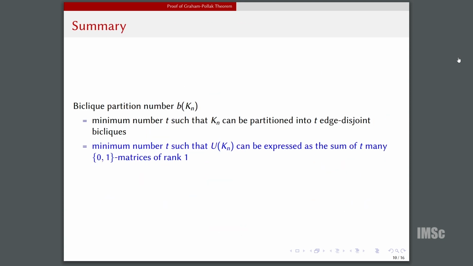So why this proof was interesting was because we could see the bicyclic partition number through a different definition, that you could also convince yourself that this number is also the same as the minimum number T, where the partial adjacency matrix of the complete graph can be expressed as a sum of T many 0 1 matrices of rank 1.